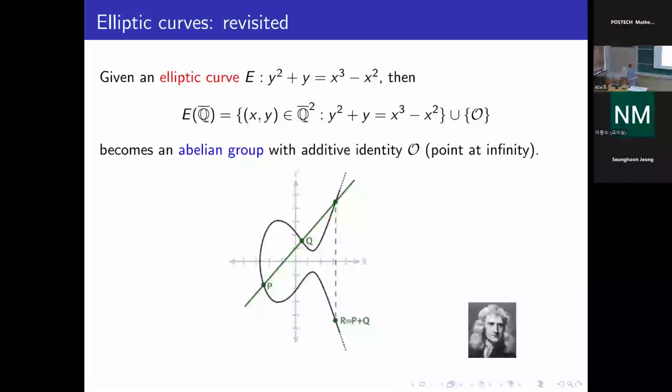In that case, it is actually much more natural not to look at this affine equation in the two-dimensional plane, but to also add a point at infinity and think about it in projective geometry, so in two-dimensional projective space, by making the equation homogeneous.